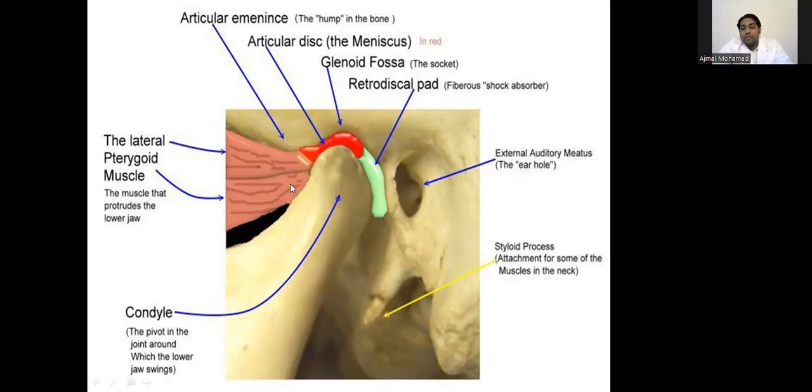And down below you have the styloid process, and there is a syndrome called Eagle syndrome. In Eagle syndrome also, there is a problem of pain, or unilateral orofacial pain, that is caused mainly because of calcification of the stylohyoid ligament.